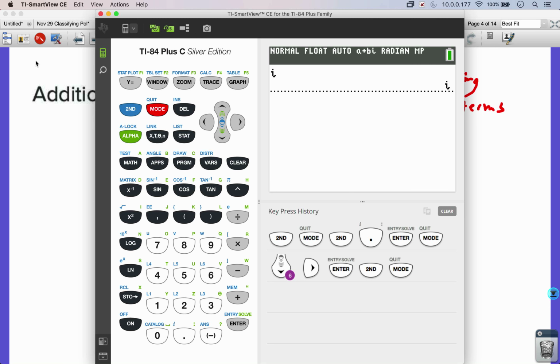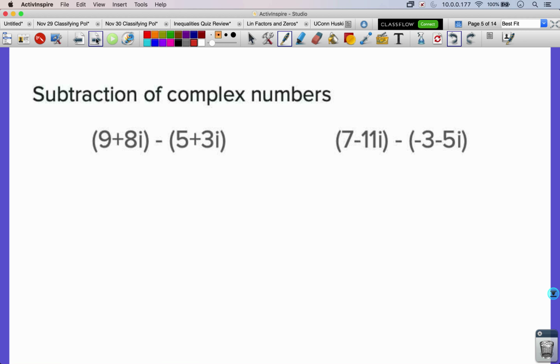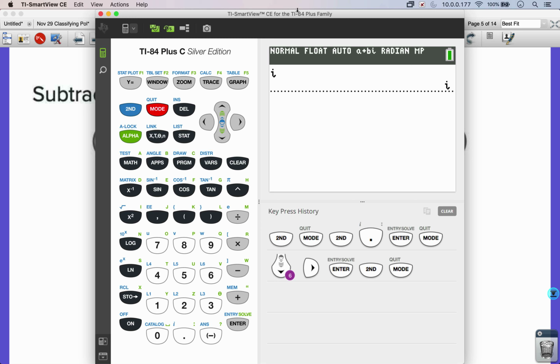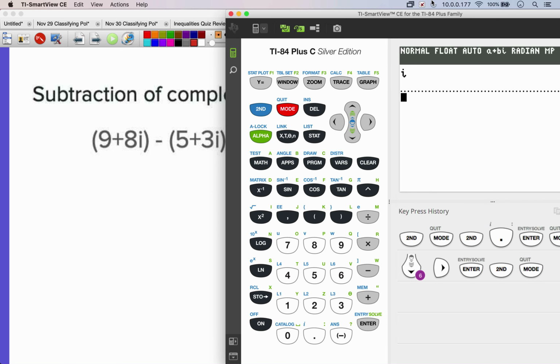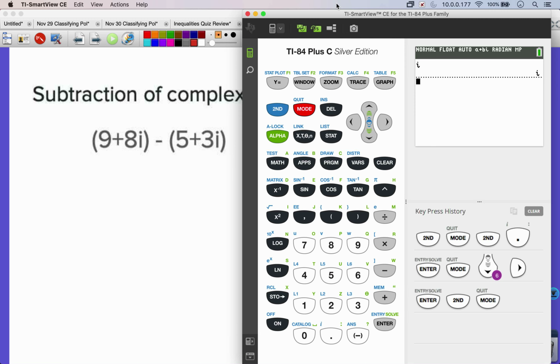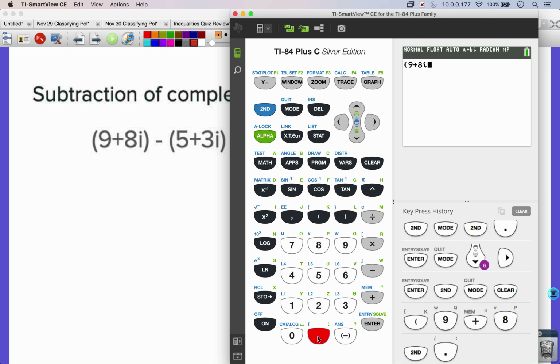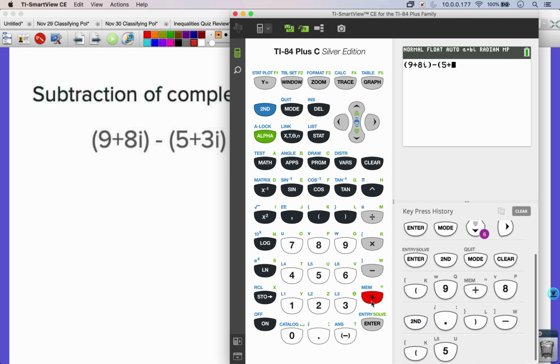Okay, so let's do this next one in our calculator. We're going to subtract some complex numbers. I want to do 9 plus 8i minus 5 plus 3i. You've got to plug it in exactly how you see it here, with the parentheses. So 9 plus 8i minus 5 plus 3i.